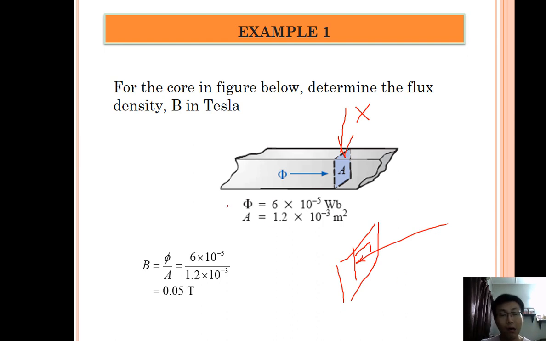Given the flux is 6 times 10 to the power minus 5 Weber, the area will be 1.2 times 10 to the power minus 3. So I put it inside this equation. I calculate, I have 0.05 Tesla. So this is how we calculate the magnetic flux density.